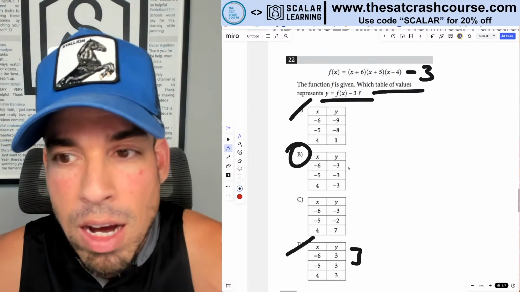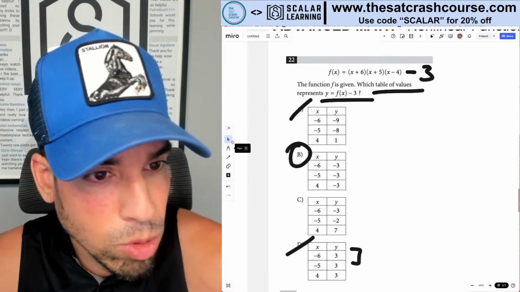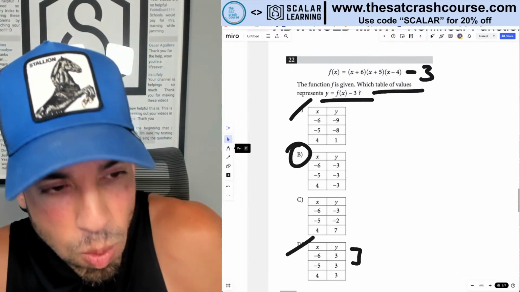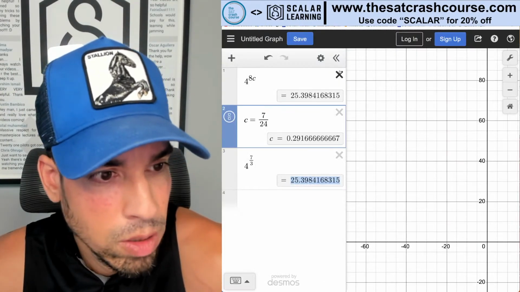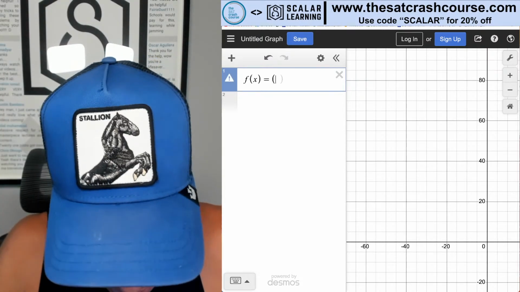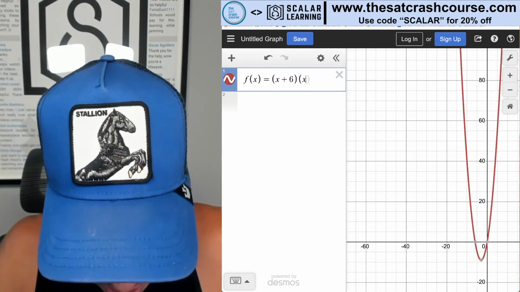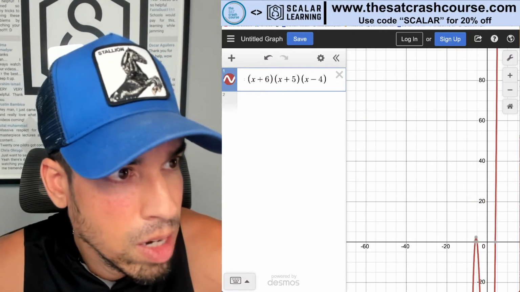All right. Now, if you're like, well, wait a minute, I don't know if I would have thought of that. How would I do this in Desmos? Okay, let's get f of x in here. Now, watch, I'm not even going to do anything fancy. I'm going to say x plus 6, x plus 5, x minus 4. Watch this. f of x equals x plus 6, x plus 5, x minus 4. All right, I just have to make sure I didn't type in anything wrong.